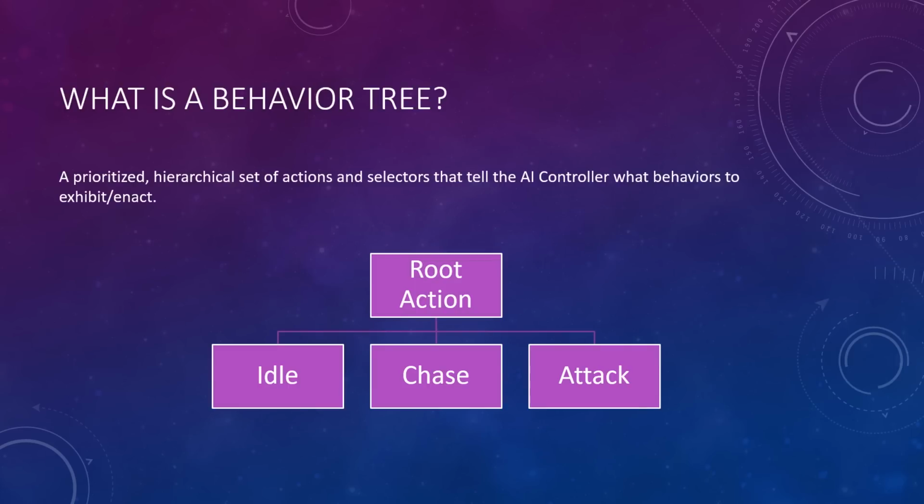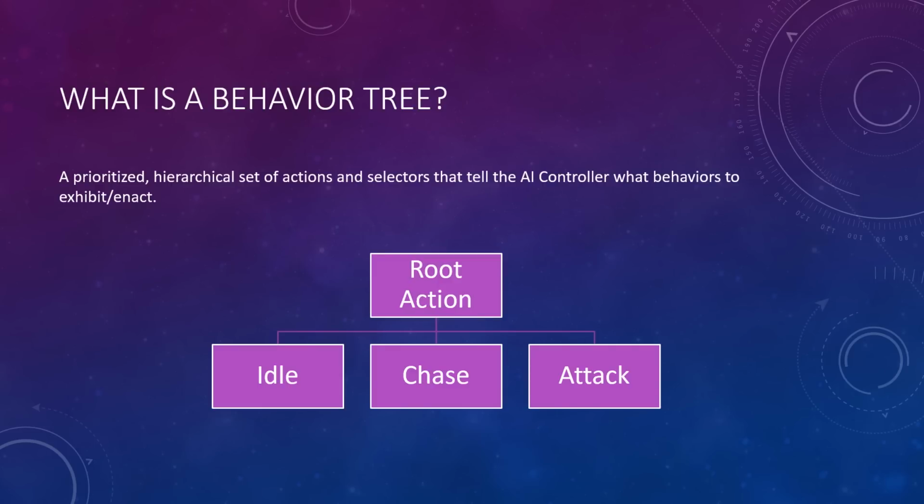So then what is a behavior tree? Well, a behavior tree is a prioritized hierarchical set of actions and selectors that tell the AI controller what behaviors to display. So based upon data in the blackboard, based upon events that happen that the AI controller relates to, the behavior tree goes through prioritization and says, okay, based upon what I know, based upon what my intelligence behaviors are, I'm going to choose one based upon a given selector related to the information that's been given to me.